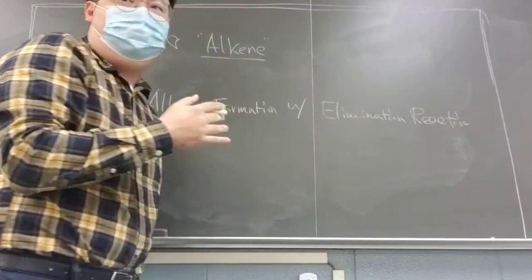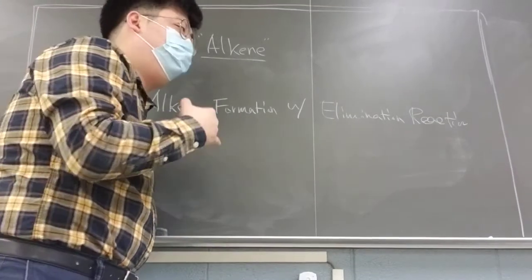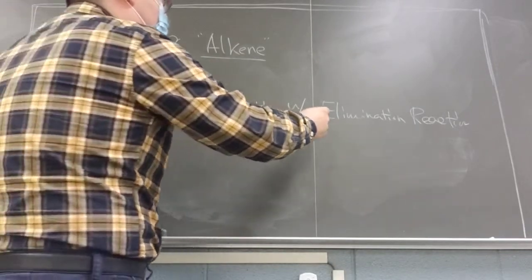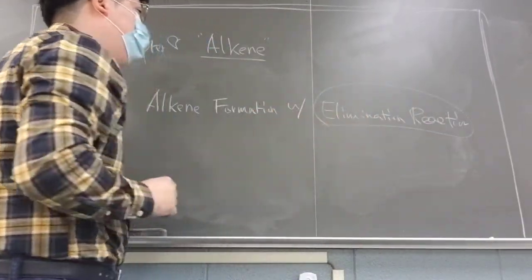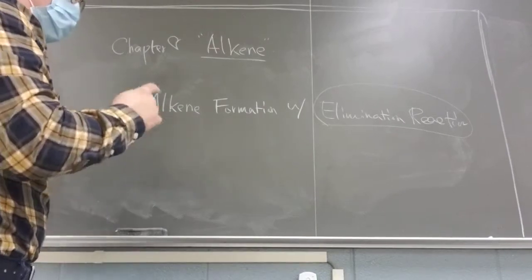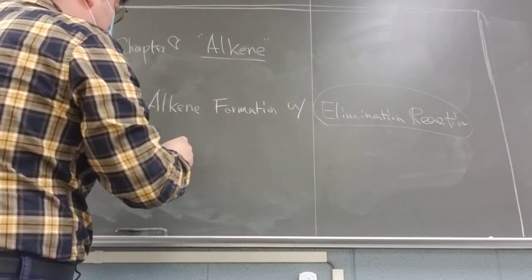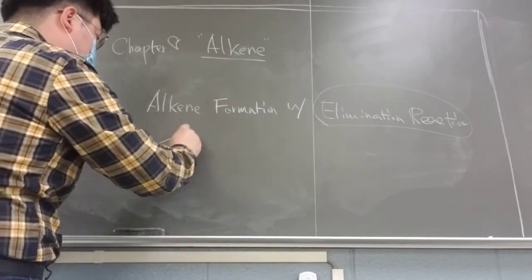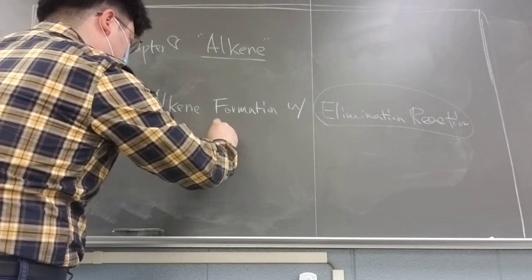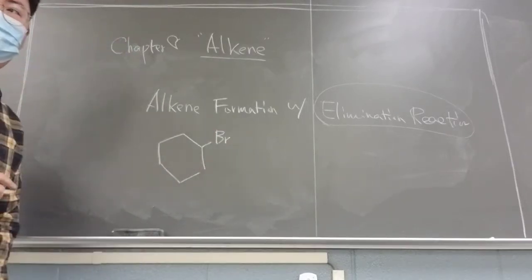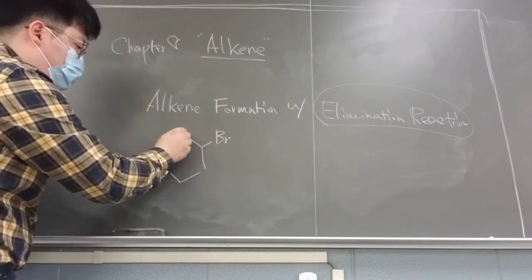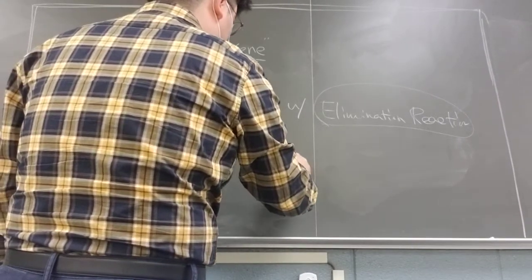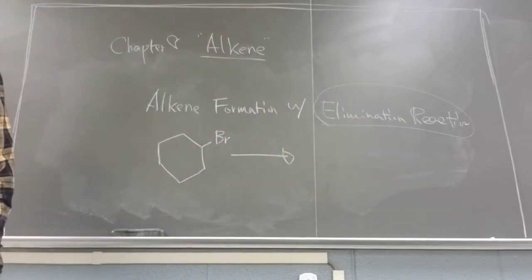You guys remember this is one type of chemical reaction you can do: addition, elimination, rearrangement, and so forth. This is how you can prepare the alkene from the alkyl halide. One example I can give you is this one. If you have a bromocyclohexane, you can treat it with a certain kind of strong base.